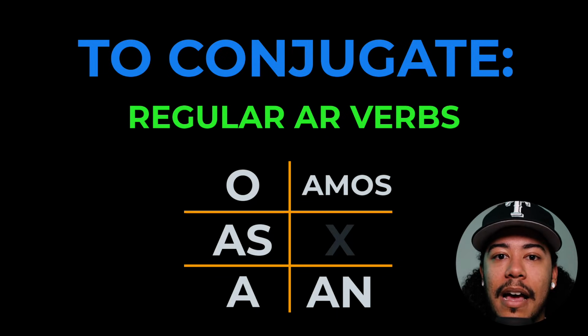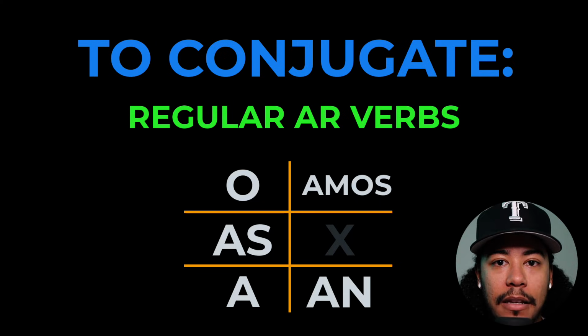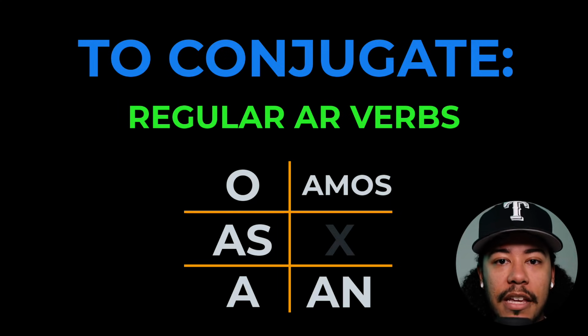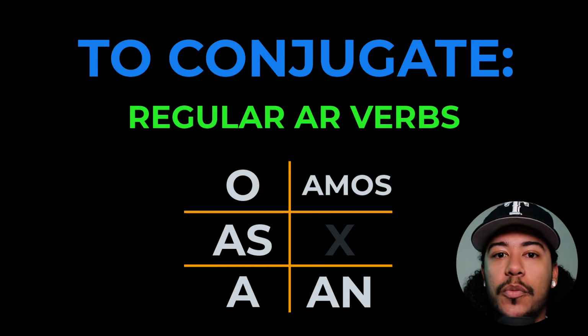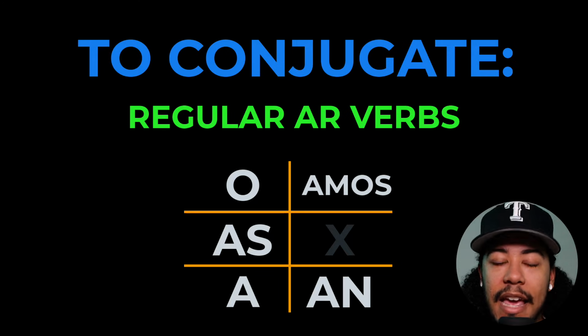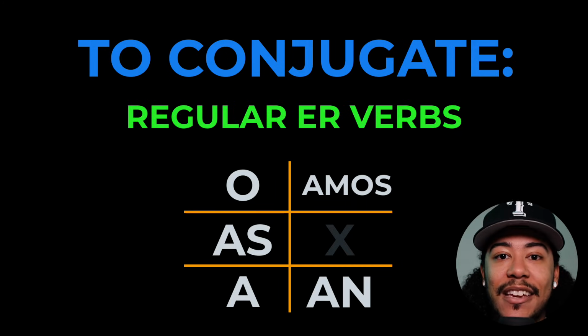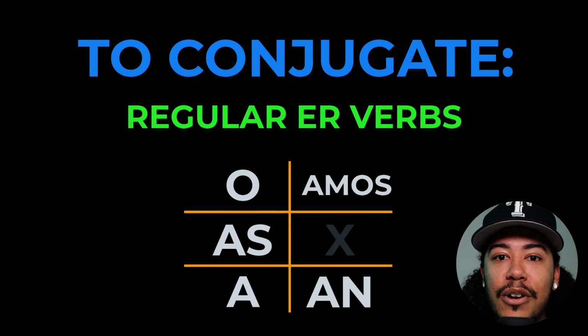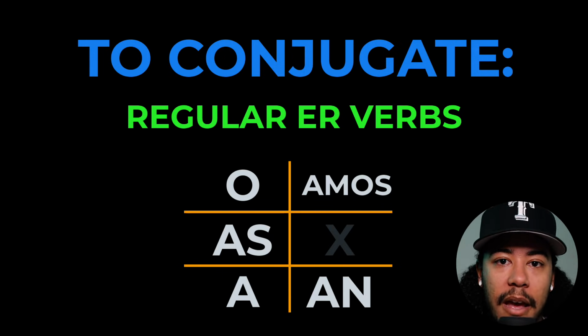-o, -as, -a, -amos, -an. You can add these endings to the end of any regular AR verb to conjugate it in the present tense. With practice and repetition, you should be able to get these AR verb endings down pretty easily. And the good news is that the ER verb endings are almost the exact same, but you'll notice the difference pretty much right off the bat.